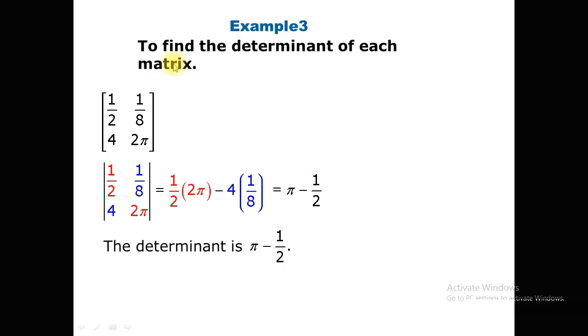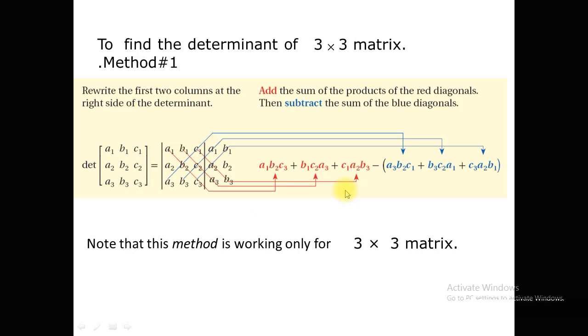Now this is another example in which the entries are 1 over 2, 1 over 8, 4 and 2 pi. Then find the determinant of this matrix. This is again a 2 by 2 matrix. So for the determinant, multiply these red diagonal entries, 1 over 2 multiplied by 2 pi, and minus 4 multiplied by 1 over 8, we get pi minus 1 over 2. This is the determinant of this matrix.